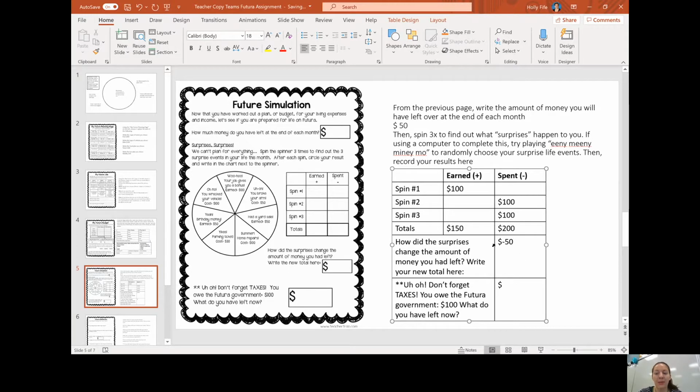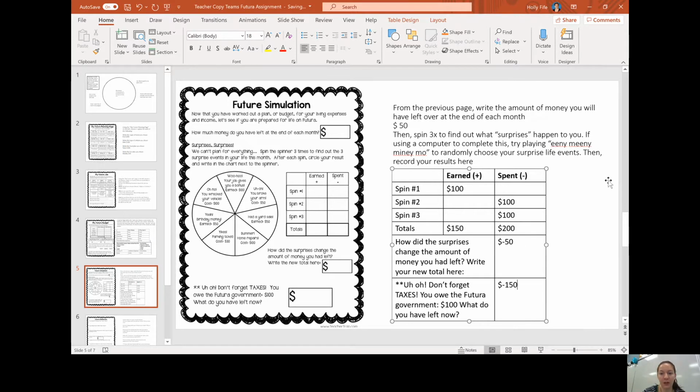So I owe $50 because I didn't have that much money. And then down here it says, uh-oh, don't forget taxes. You owe the Futura government $100. What do you have left now? So I already owe 50 and I have to take away another 100. So gotta make sure you pay those taxes. So now it's minus $150. Not looking very good for Miss Fife, right? So that is what I ended up with.